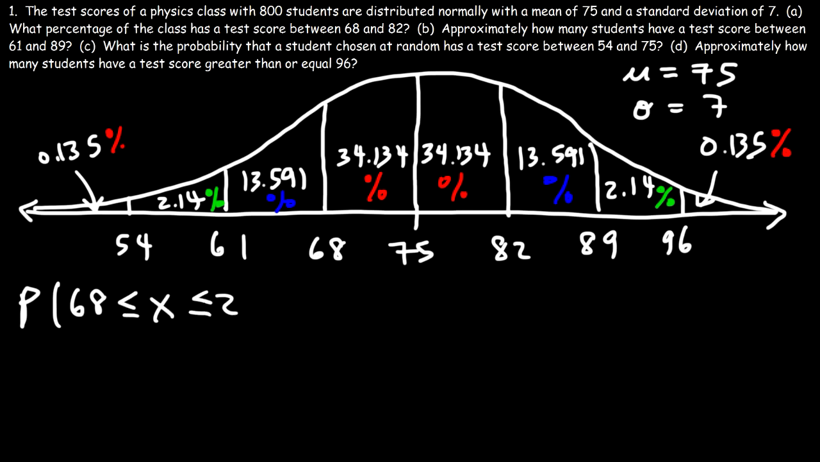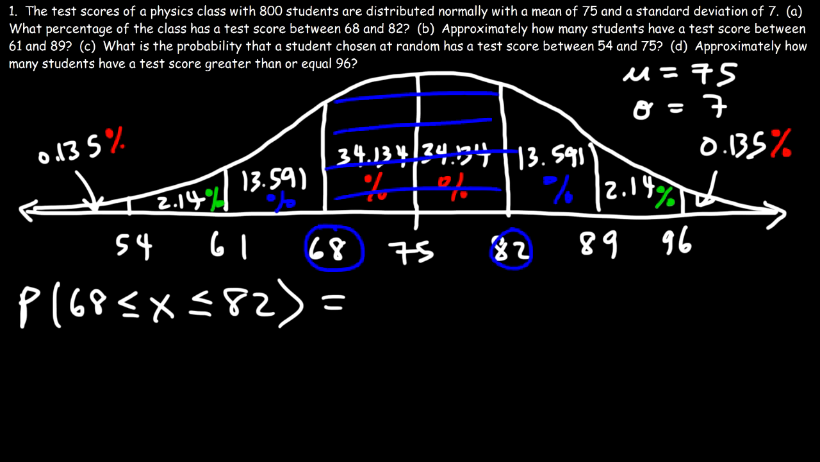So x is going to be a random continuous variable that can vary beyond 75 or less than 75. Now, all we need to do to get the answer is basically find the area under the curve between these two numbers. So we got to find the area of the shaded region. So all we need to do is simply add up the percentages between 68 and 82.